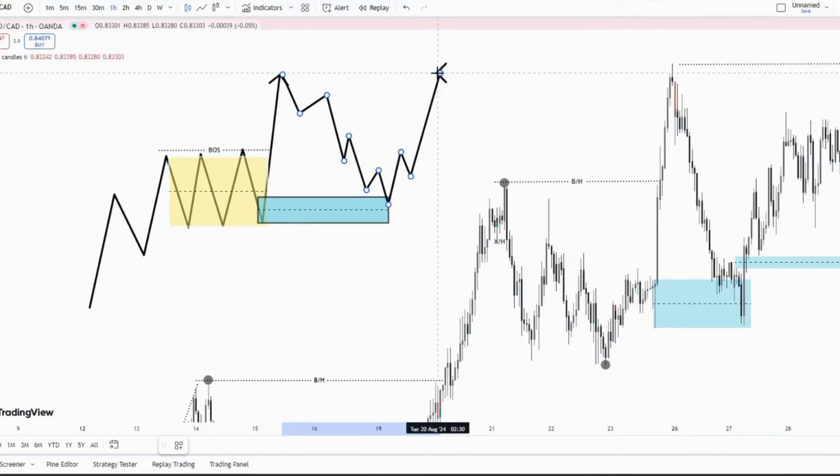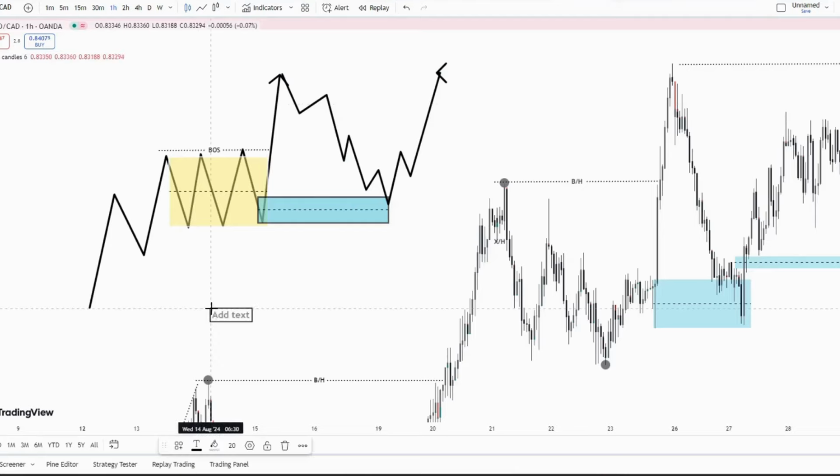So there are two ways with which you can trade this order block, either directly or by confirming on the lower time frame. Now, which time frame to look for, we'll cover that in the next and upcoming videos. For now, you have to learn how to trade it. There are only two ways with which you can trade.